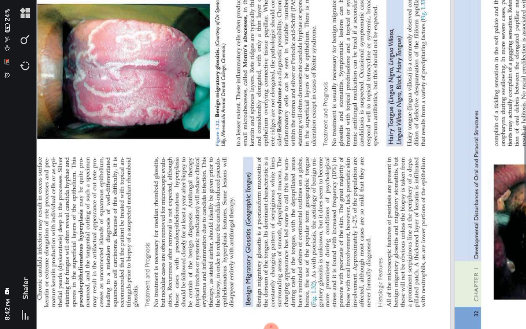So, benign migratory glossitis is a psoriasiform mucositis of the dorsum of the tongue, which means it affects the dorsal surface of the tongue. Psoriasiform mucositis means any disease which is associated with a cutaneous disease of the skin named psoriasis, and mucositis means it's a kind of inflammation of the mucosa.